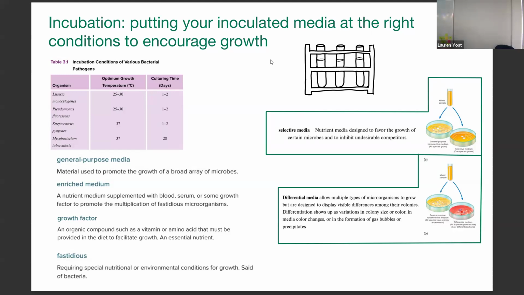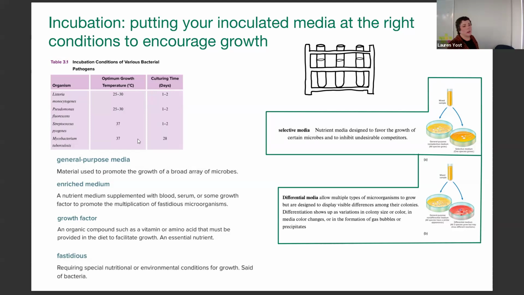So here we have a table at the top left that's showing us some common microbes and their optimum growth and culturing time. So with listeria, which is a common contaminant of food that can lead to foodborne illness, its optimum growth temperature is 25 to 30 degrees Celsius. So just a little bit warmer than room temperature. So here we're talking about like 80 degrees Fahrenheit, culturing time about 1 to 2 days.